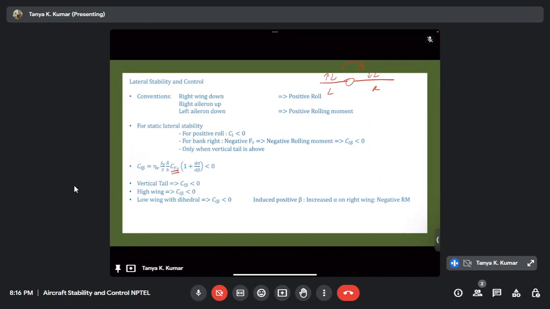Now what components contribute towards lateral stability? Vertical tail, high wing, and if it is a low wing, the dihedral angle contributes towards lateral stability.